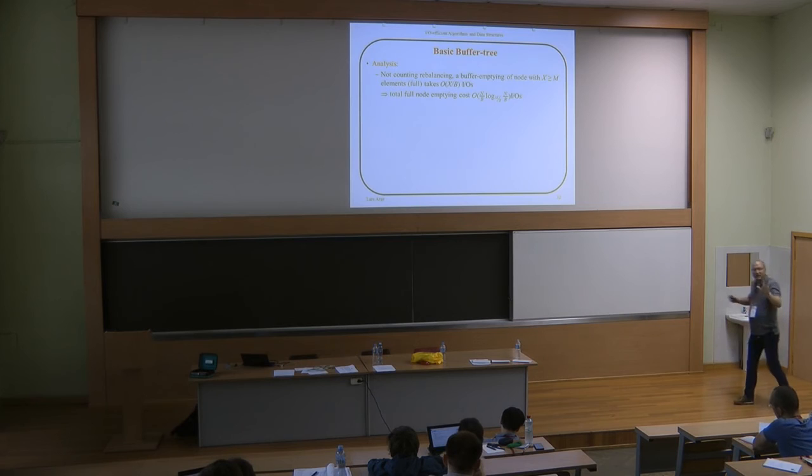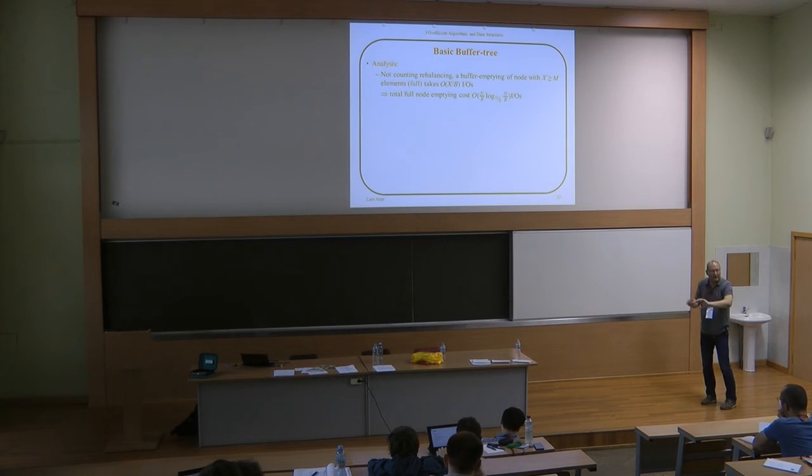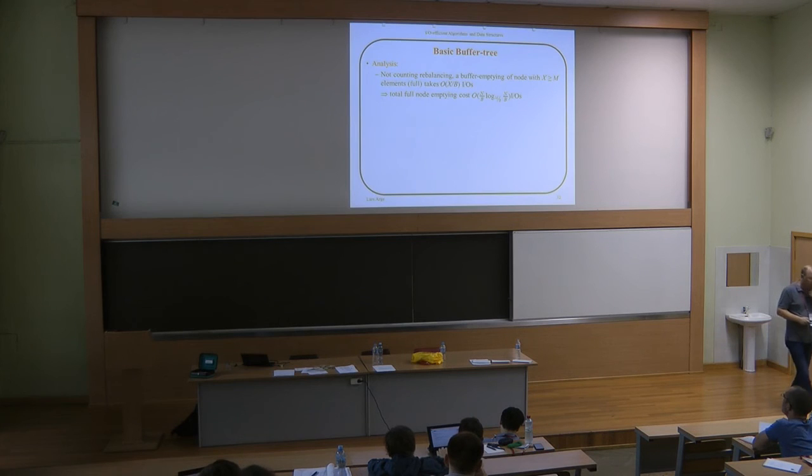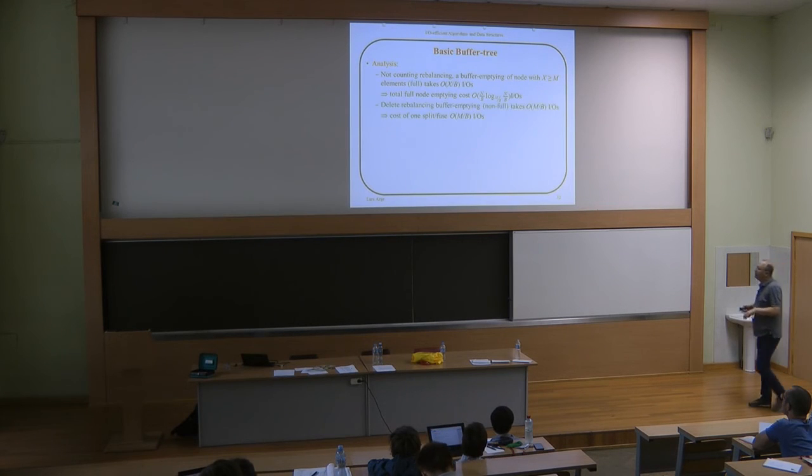If we don't count all the stuff going down in the leaf, like I just talked about, my argument from before is that when I empty a buffer, it contains more than m elements, so we pay 1 over B per element, which exactly gives me the sorting bound. That was my very first slide. All I need to argue about is the elements in the leaves.